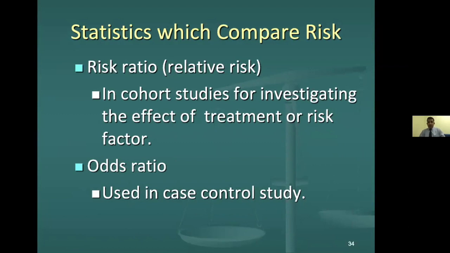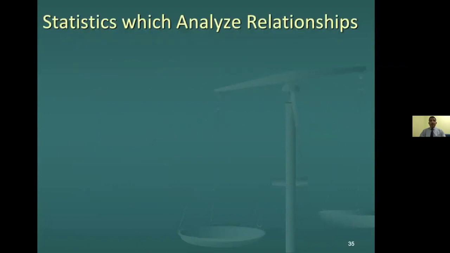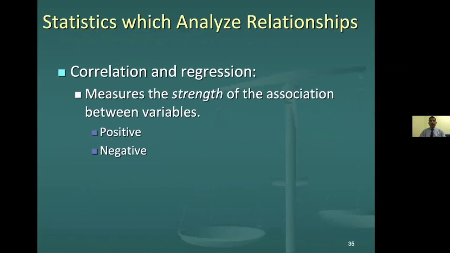I think for us, if we know this much, the majority of the time we can find out which type of test to be used. The statistics which analyze relationships are basically correlation and regression. Correlation and regression measure the strength of association between two variables.